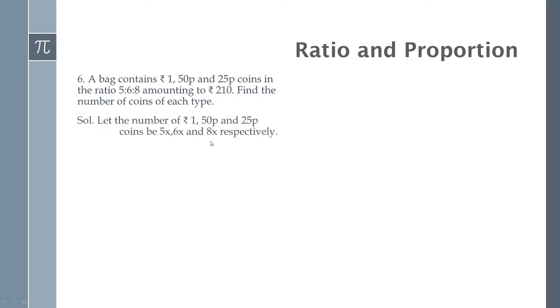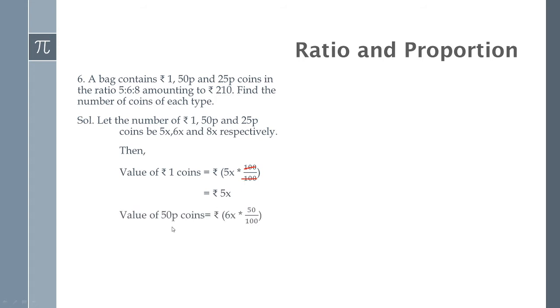Now, let the number of 1 rupee coins, 50 paisa coins and 25 paisa coins be 5x, 6x and 8x respectively. Then what happens? The value of 1 rupee coins is equal to rupees 5x into 100 by 100. How? This 100 is 1 rupee by 100. Because here it's 100 ones and 100 ones, so 5x.